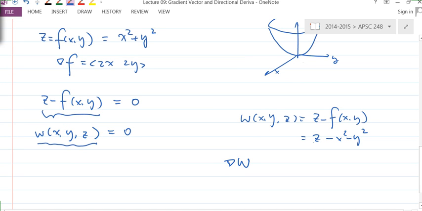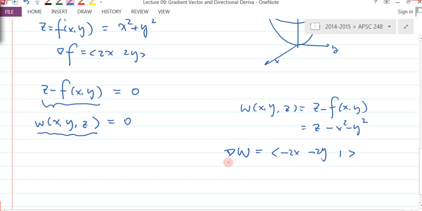Now the difference is, if I want you to calculate del w, it's not del f anymore. If the calculation is del w, you get a 3D vector. In this particular case, the 3D vector is negative 2x, negative 2y, and 1: partial w over x, partial w over y, and partial w over z, which is 1 here.